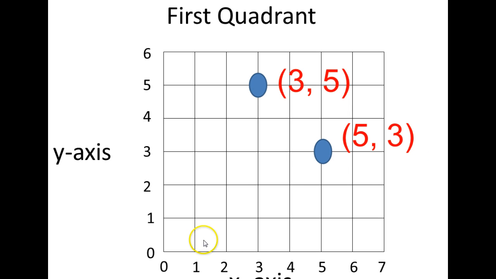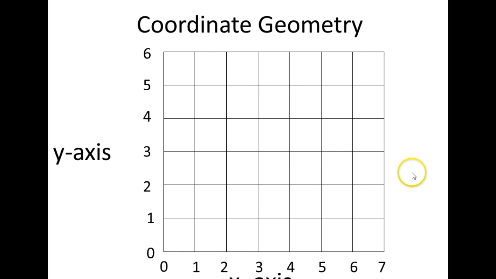If you check this one out, you will notice there are two spots. One of them's at 3, 5, and the other's at 5, 3. Totally different spots, even though the numbers are the same. It's sort of like 35 does not mean the same thing as 53. 3, 5 means I came 3 to the right and then 5 up. And 5, 3 means I came 5 to the right and then 3 up.